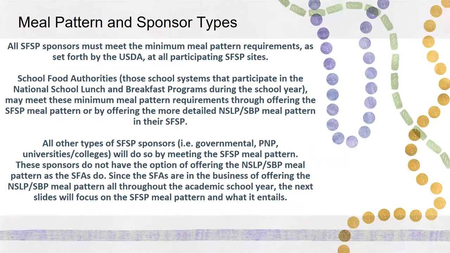Meal pattern and sponsor types. As mentioned, all SFSP sponsors must meet the minimum meal pattern requirements as set forth by the USDA at all participating sites. School food authorities, those school systems that participate in the National School Lunch and Breakfast programs during the school year, may meet these minimum meal pattern requirements through offering the SFSP meal pattern or by offering the more detailed NSLP-SBP meal pattern. All other types of SFSP sponsors, governmental, private nonprofit, universities, and colleges, will do so by meeting the SFSP meal pattern. And as I stated, these sponsors do not have the option of offering the National School Lunch and School Breakfast meal pattern like school food authorities do.